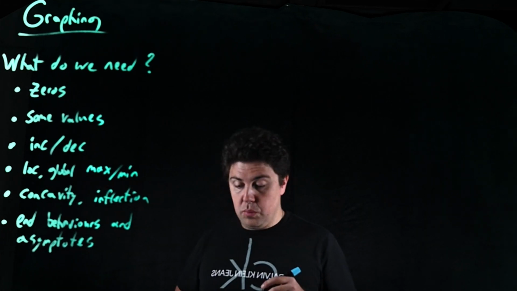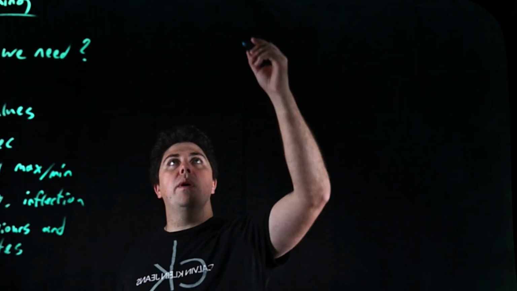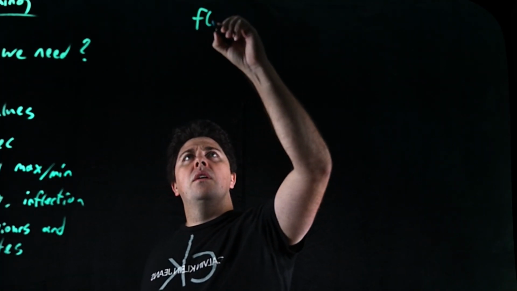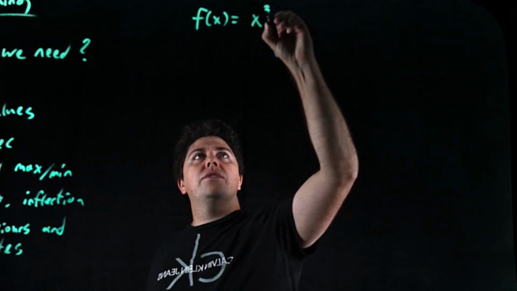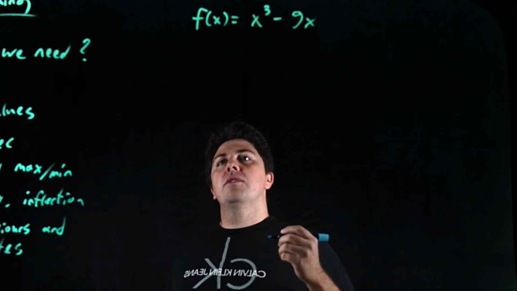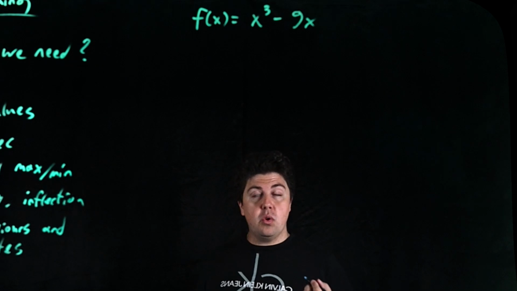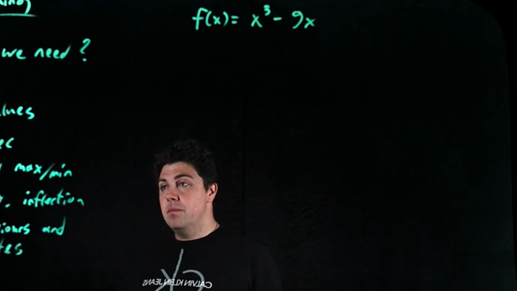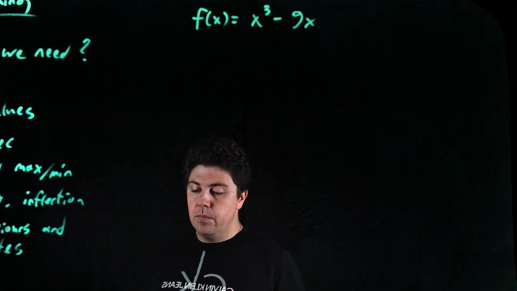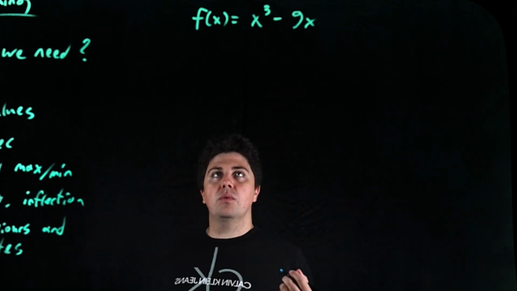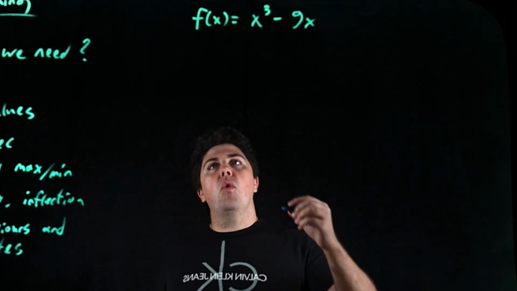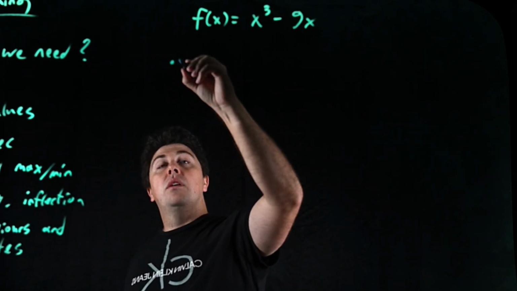So let's start with an example that again is familiar to us, which is f of x is equal to x cubed minus 9x. So yes, we know what the graph is going to look like. Yes, we've seen it many times. Yes, I can sort of draw it in my head, but why does it look like that? So let's find everything. So let's just go through this list.